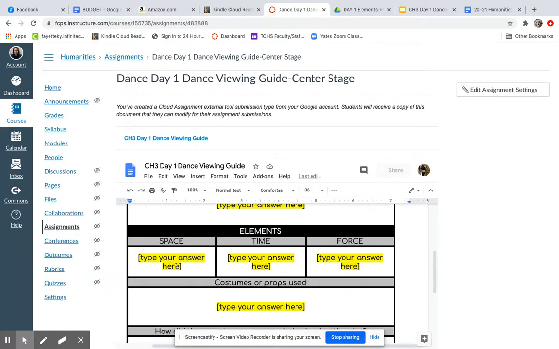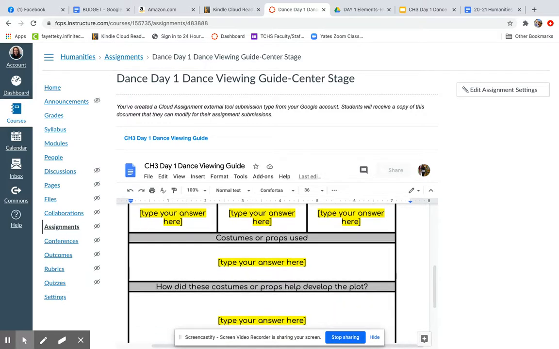So tell me what space they're using. Is it general or is it personal? Tell me the time. Are they keeping in time together or are they not in time together? And talk to me about the force. How much energy, how much muscular tension are they using in their movements?